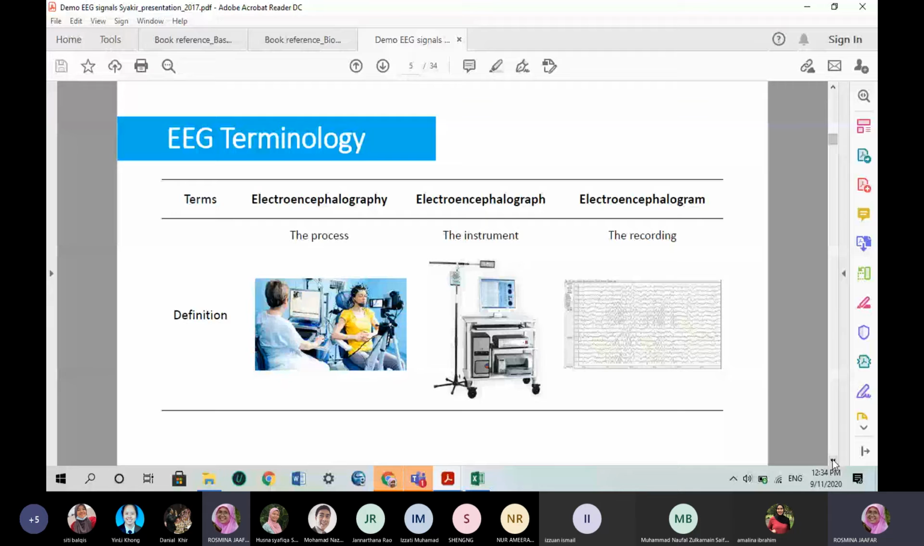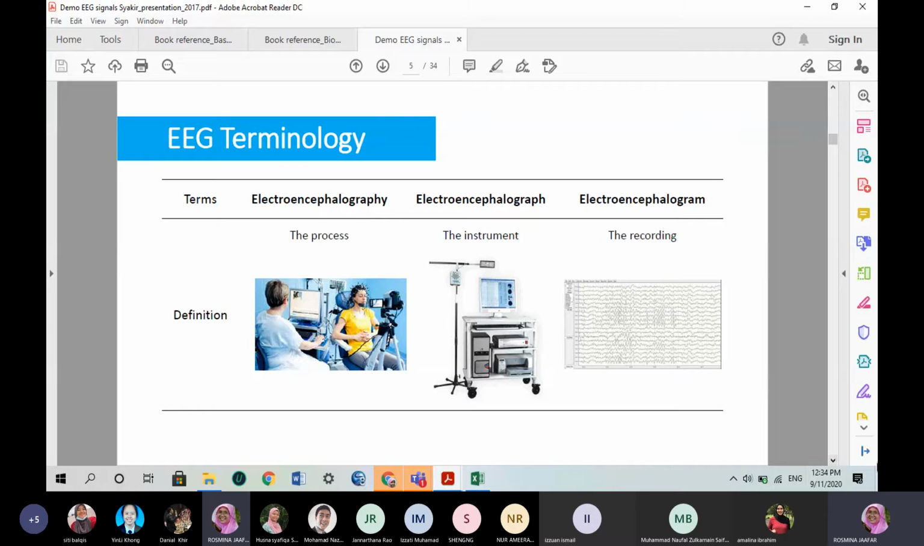So when you deal with EEG, you have to know there are a few terminologies. EEG can mean electroencephalography, or it can also mean electroencephalograph. It can also mean electroencephalogram. So if the word ends with graphy, it is the process. If it is graph, it is the instrument. If it is gram, it is the recording. The whole system.